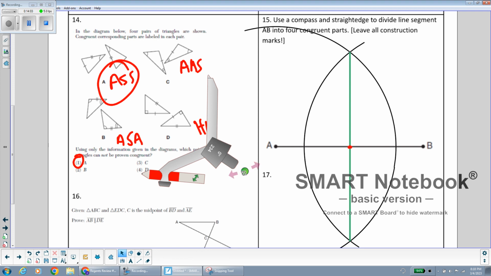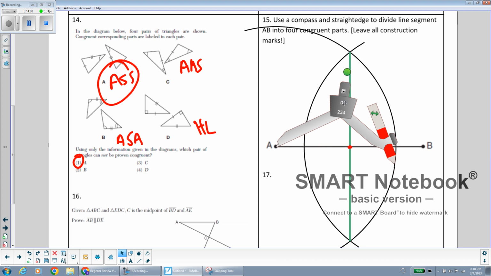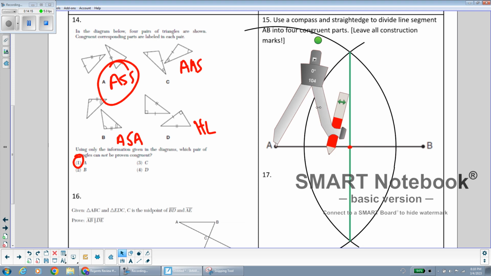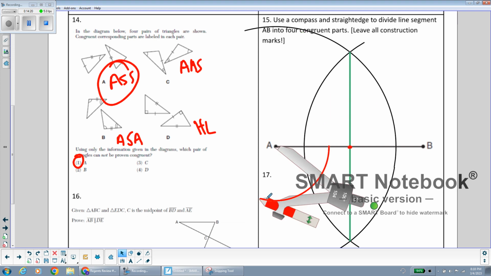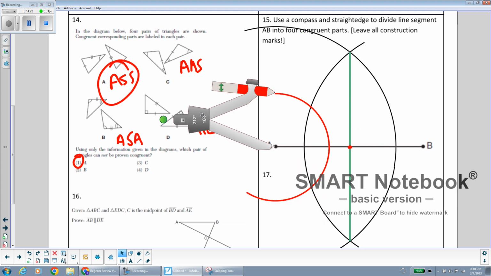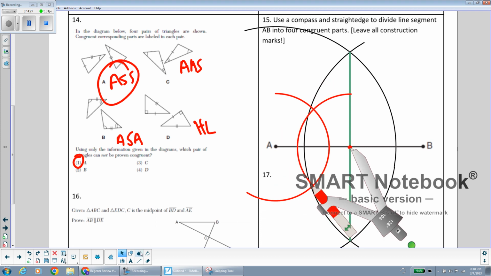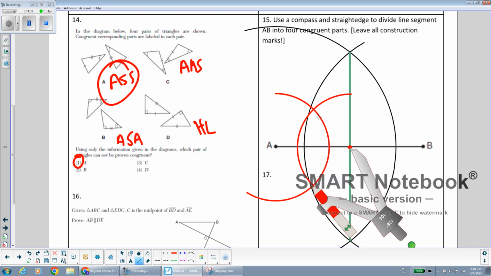I'm going to take my compass and put it on one endpoint here. And I want to open up about 3/4 down the line segment. That looks like about 3/4 down this line segment over here. So I'm going to make an arc that goes above and below. Then I'm going to go over to the other endpoint without changing my compass length and make the same arc. Oops, I keep clicking everything that I shouldn't be clicking. And right through the points of intersection, there's my bisector.